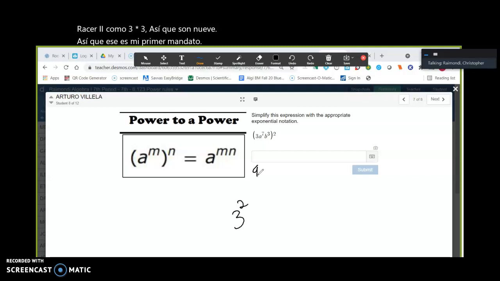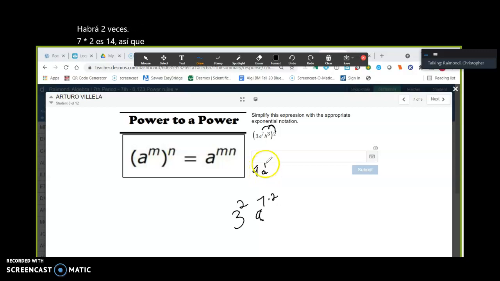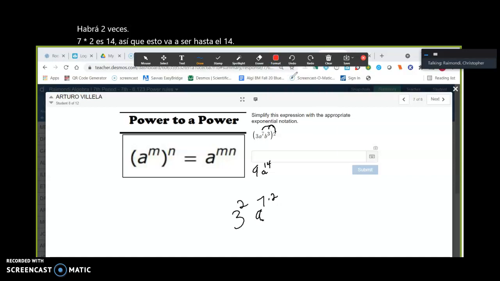Now I'm going to do the second one. Remember, this 2 has to go to both. So I'm going to do a to the 7th. That's going to be times 2. 7 times 2 is 14, so this is going to be a to the 14th. The next number I have is b to the third, and that's going to be also times 2, which will give me 6. So this will be b to the 6.